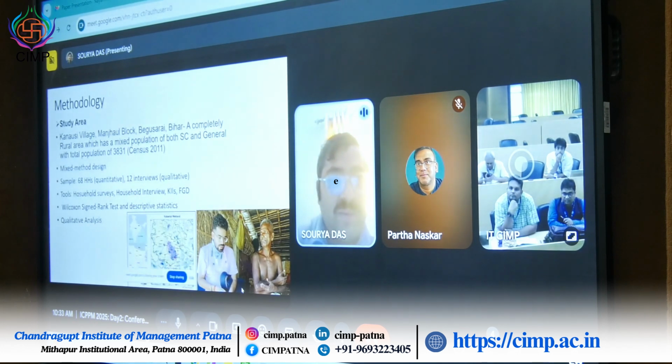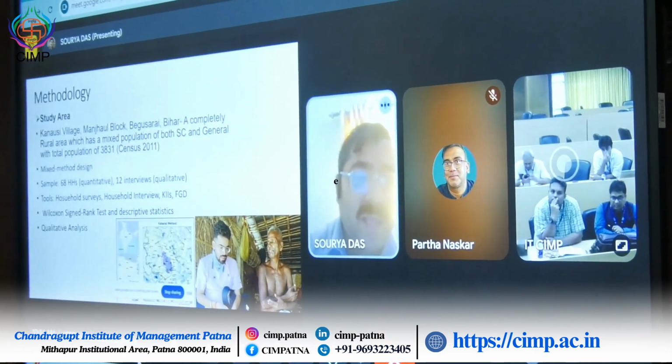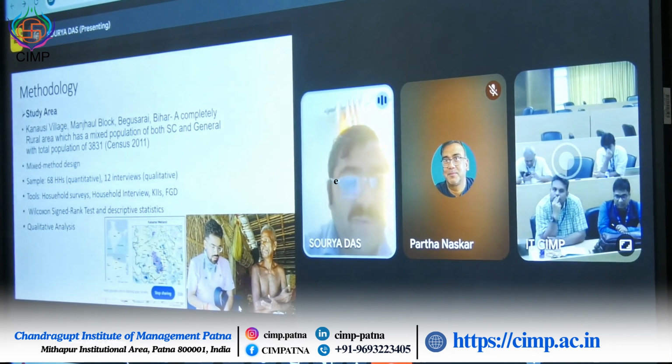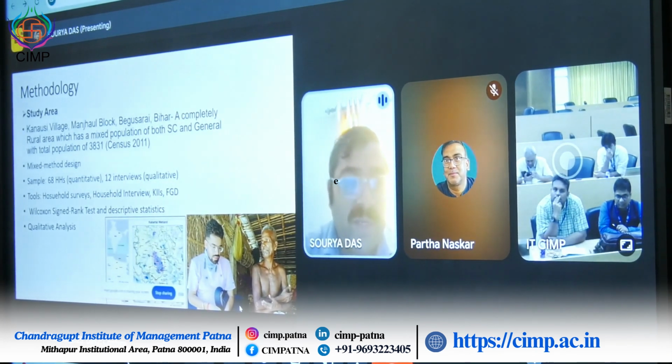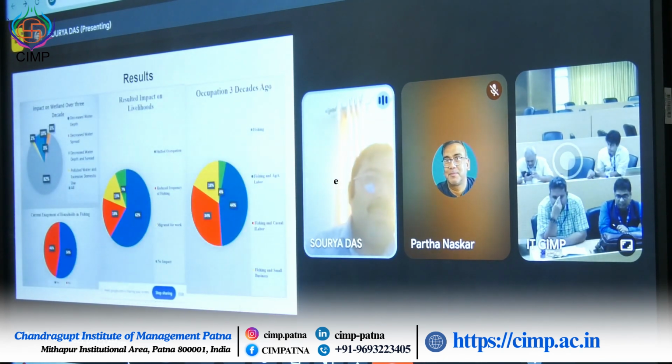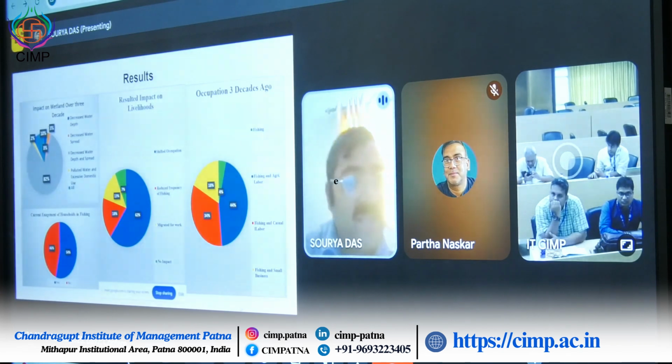We selected Kanousi village in the Manjhol block, and the study has two parts. One is the quantitative and inferential study, followed by a qualitative study. So we have taken a mixed method approach. Our study results suggest that there is a huge change in the livelihood of the fishermen community. We have stressed on the fishermen community, and we can see the livelihood of the fishermen community has been affected.